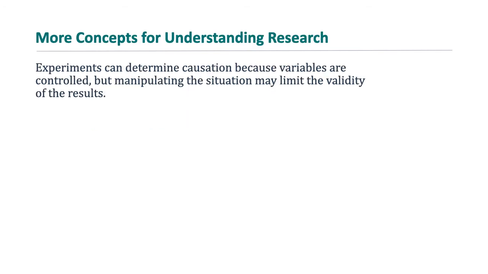So we know that experiments can determine causation because the variables are controlled, and the manipulation limits. But manipulation issues may limit the validity of the results. Now, validity is our understanding of how true this is. We've done all this work. Is it really trustable? There's a couple of types of validity we're interested in.